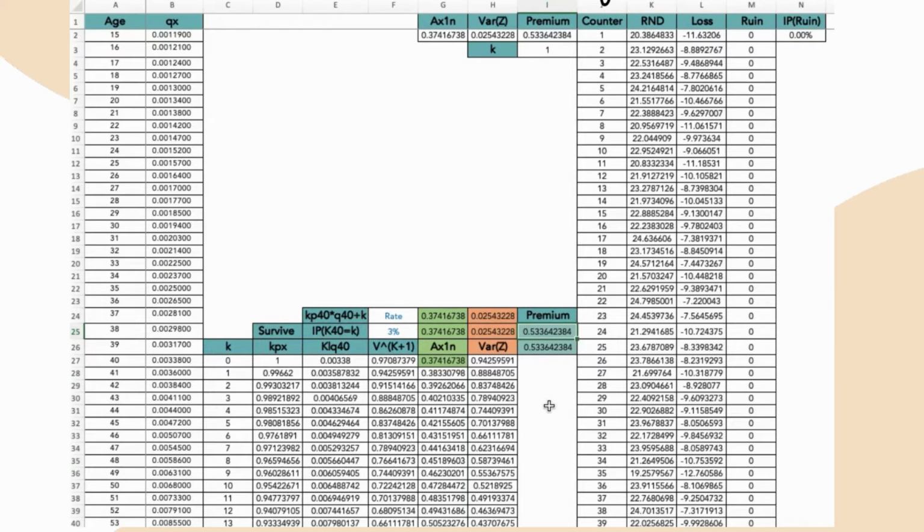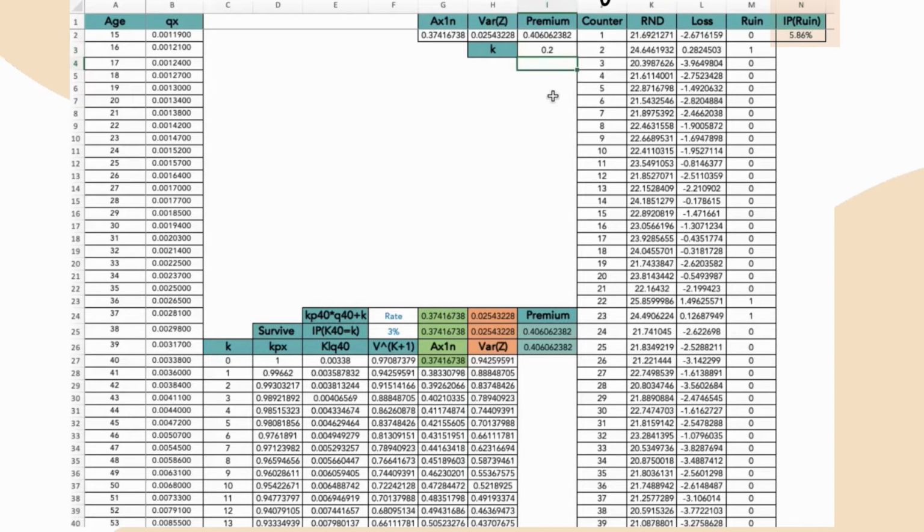But what if we change the k and see how the premium is modified as well as the probability of loss? Let us suppose we have a k of 0.2. We can see how the probability of loss is bigger. We can approximate a k such that the probability of loss is approximately 5%.